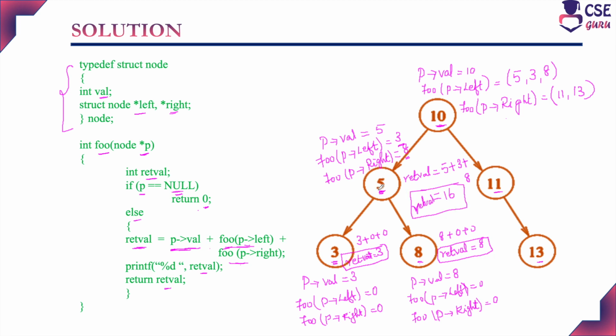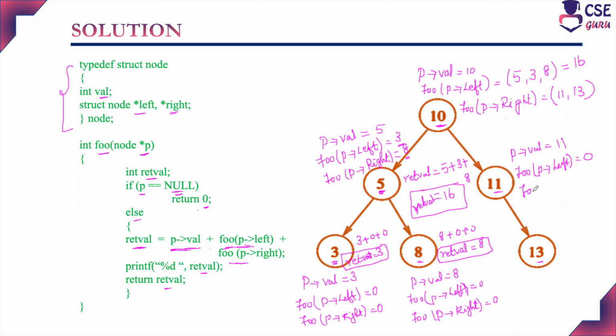Okay. So now we have to find the left side node. And if you are moving to its root node, we know the P of value for this node, that is 10, and foo of P of left is nothing but 16. And we need to find the foo of P of right. Move to the right side node, that is 11. So its P of value is 11. And foo of P of left, there is no left node. So we will get it as 0.